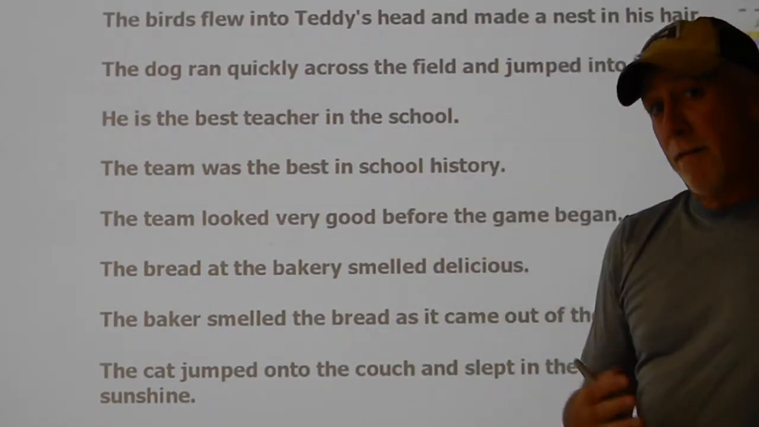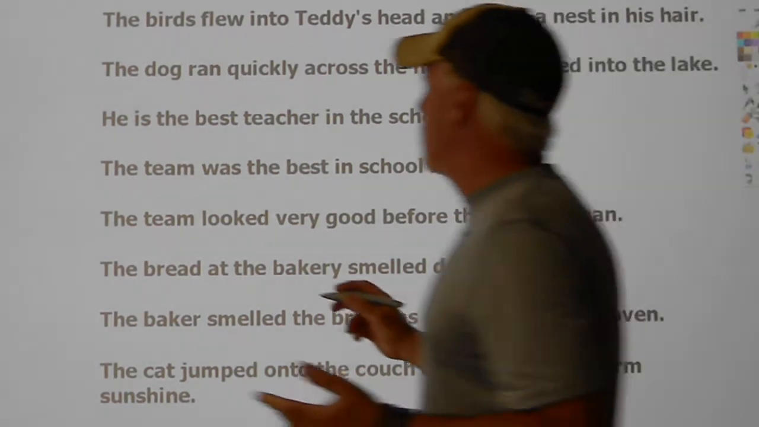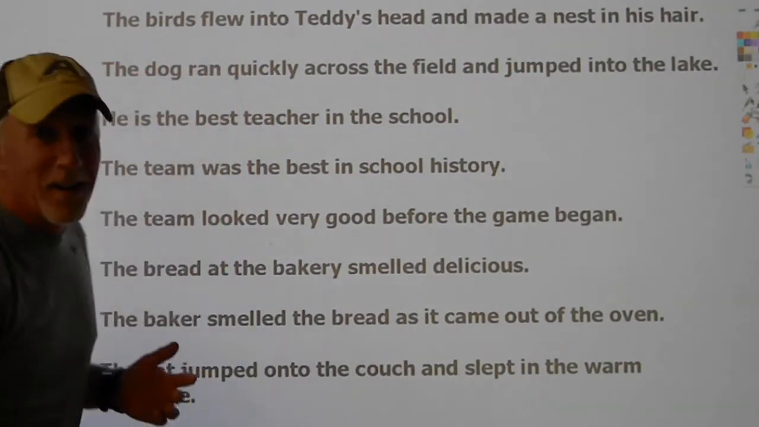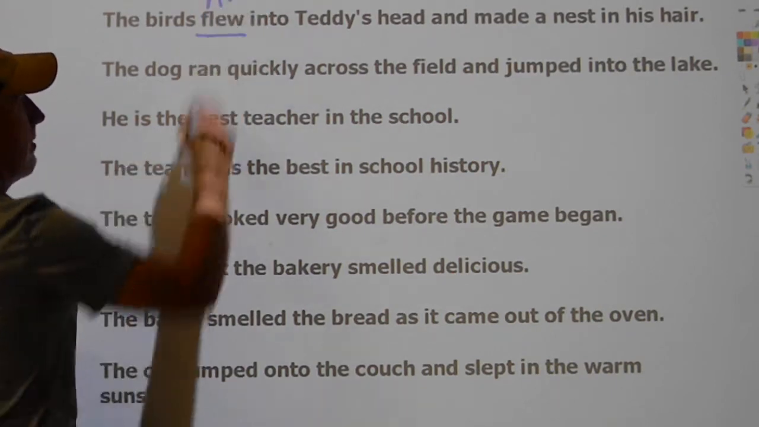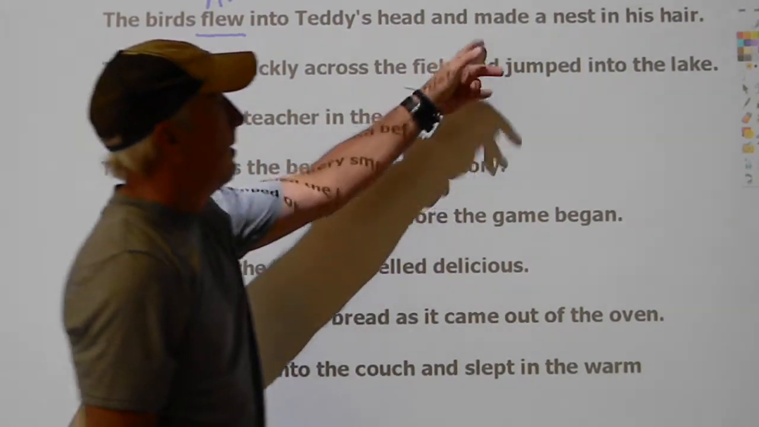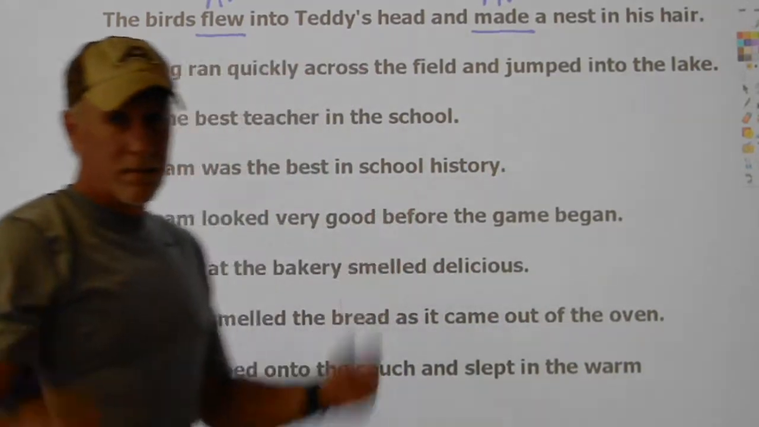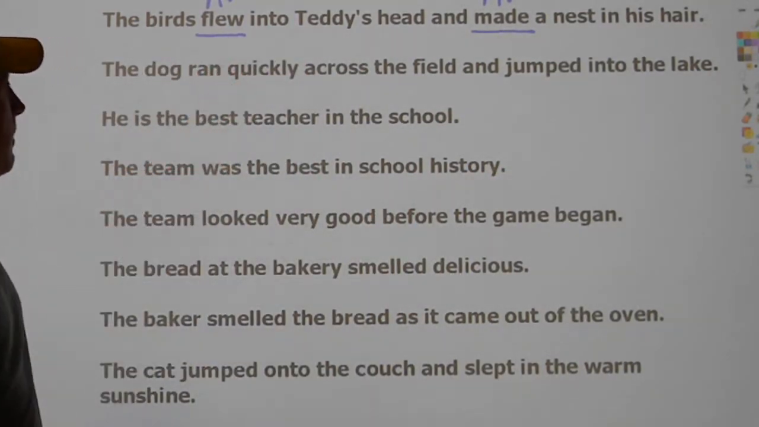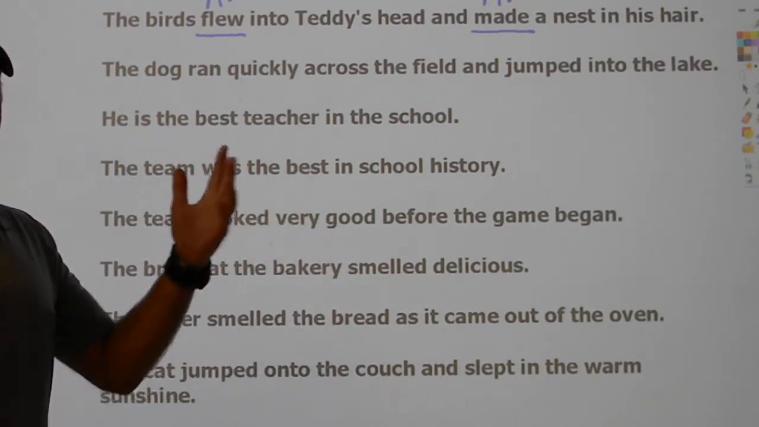Step 2, find and analyze the verb. Okay, so, what's the verb? Flew. What kind of verb is it? It's an action verb. Any other verbs? Yes, there are. Made. Action verb. Okay, so we have 2 verbs. What's the subject that goes with this verb? How do you find the subject? You ask who or what before the verb you found.